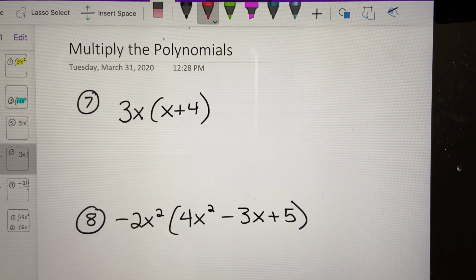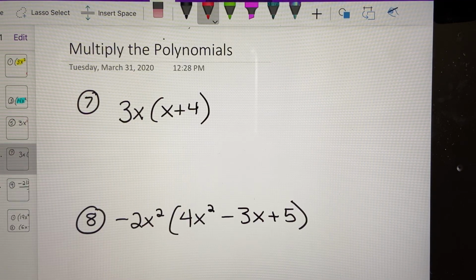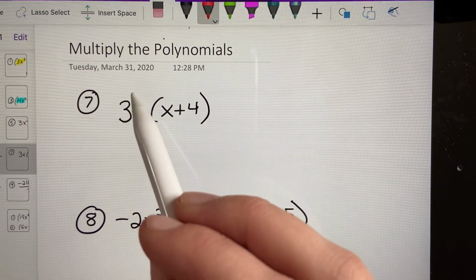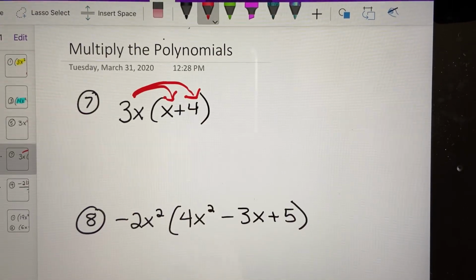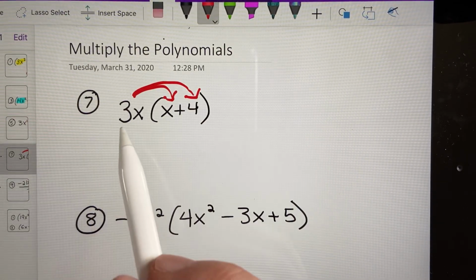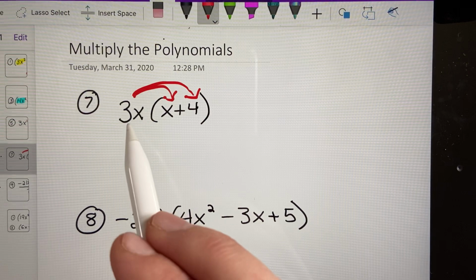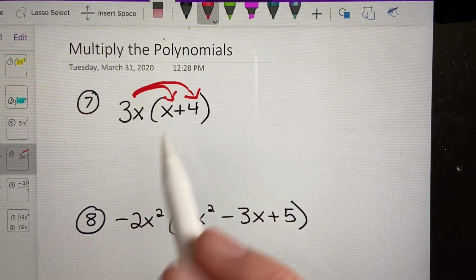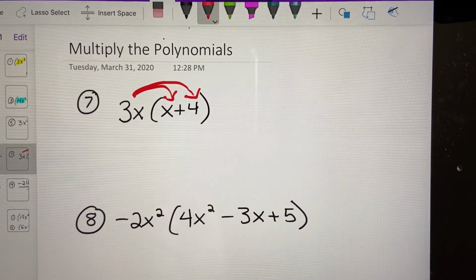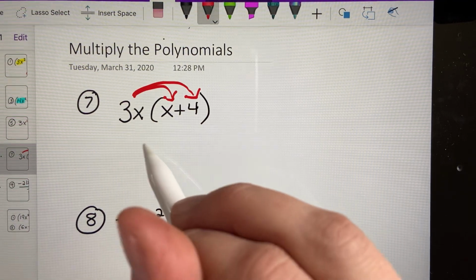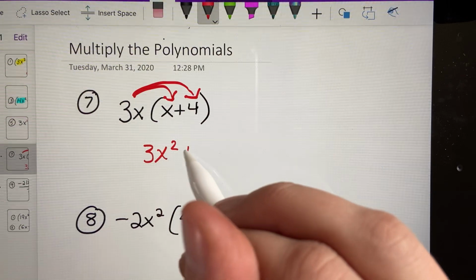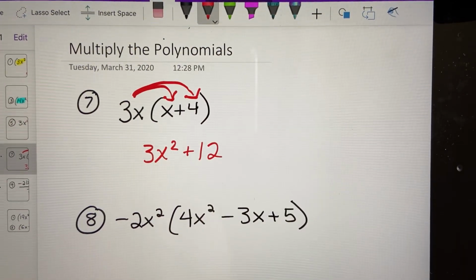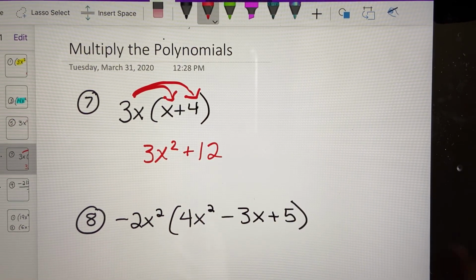Now there's another type of multiplying where you'll have to use the distributive property. Okay, so that's where I like to draw the arrows, like 3x times x, then 3x times 4. So what you're doing is you're going to multiply the number that's in front of the parentheses times each thing inside of the parentheses. So 3x times x would be 3x squared, and then 3x times 4 would be 12x. That makes the answer 3x squared plus 12x.